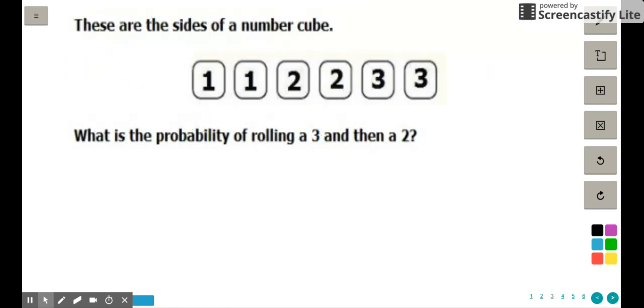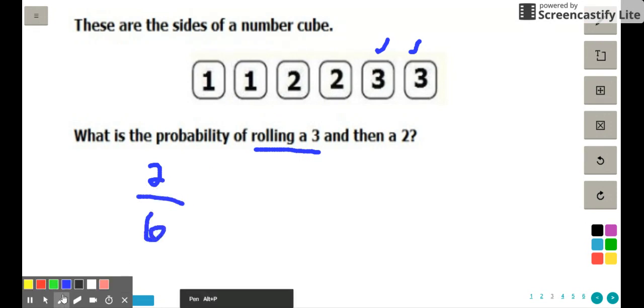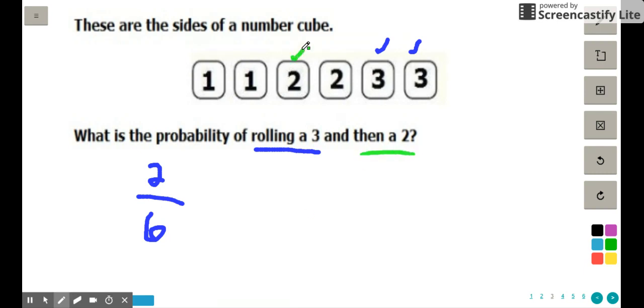These are the sides of a number cube. What's the probability of, well, the first time, what's the probability of rolling a 3? So there are 2 3s, so 2, and there are 6 total sides. And then what's the probability of rolling a 2? Well, there are 2 2s and 6 total sides.